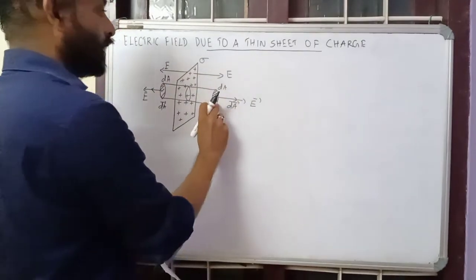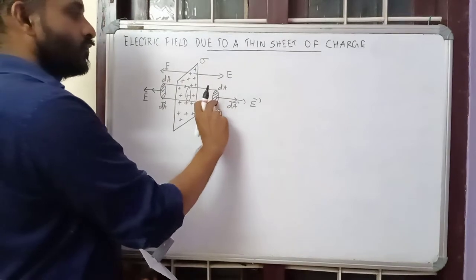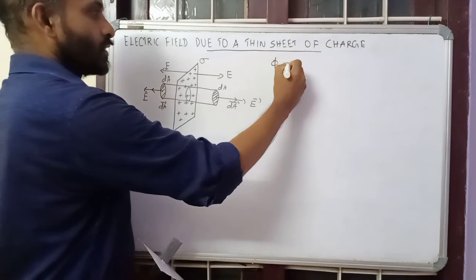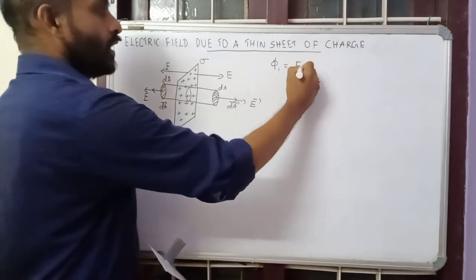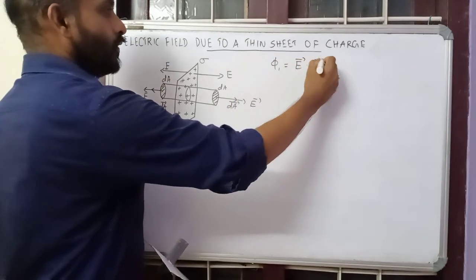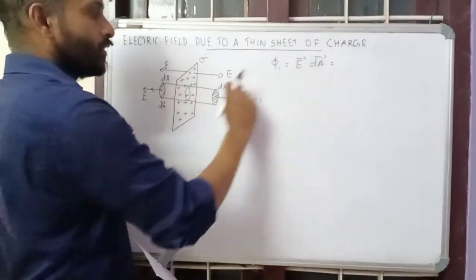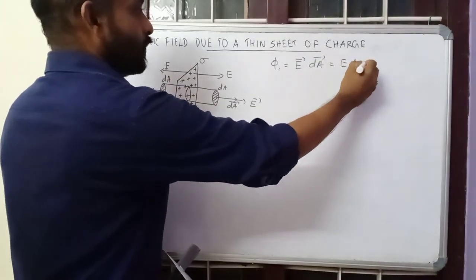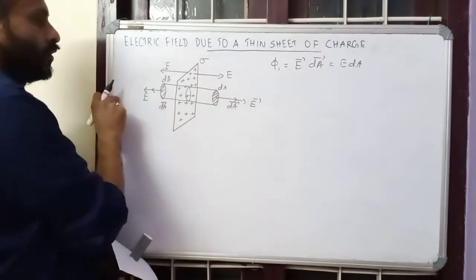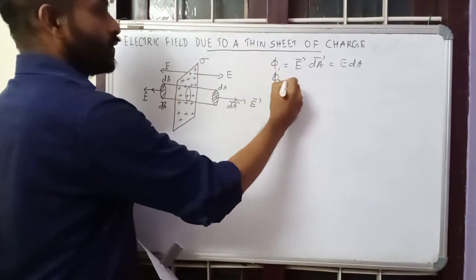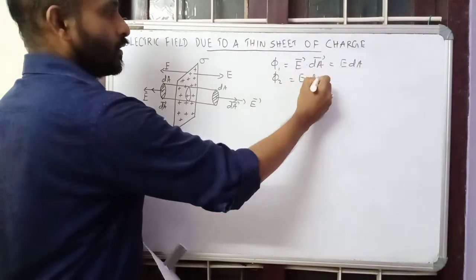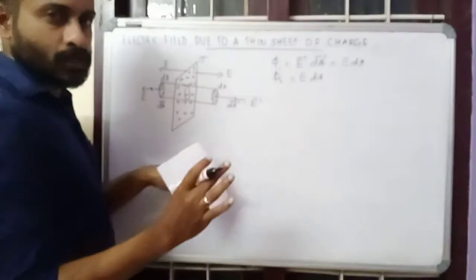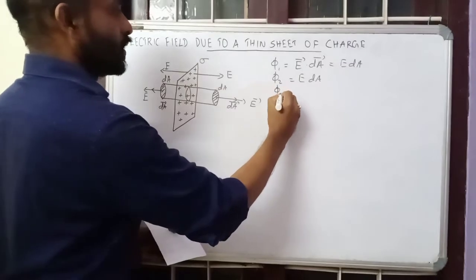So the flux through this area dA is, by Gauss's law, phi1 is equal to E dot dA, but we know it is E into dA because the angle between E and dA is 0. So you will get E into dA. Similarly through this face, E into dA, so we can write phi2 is equal to E into dA. Again through this curved face there is no flux coming out. So we can say phi3 is equal to 0.